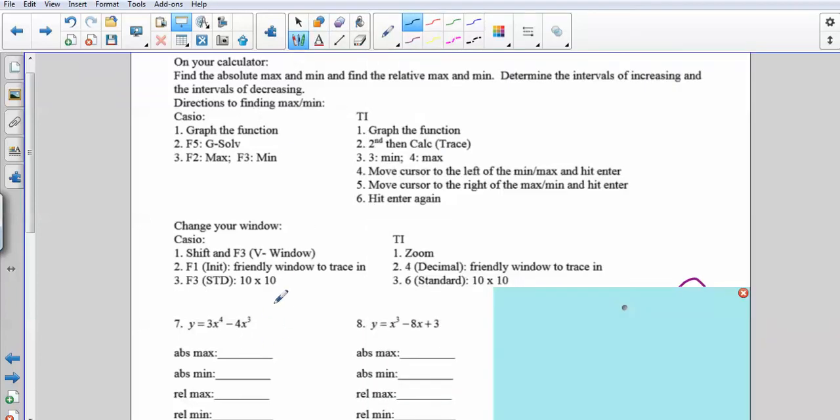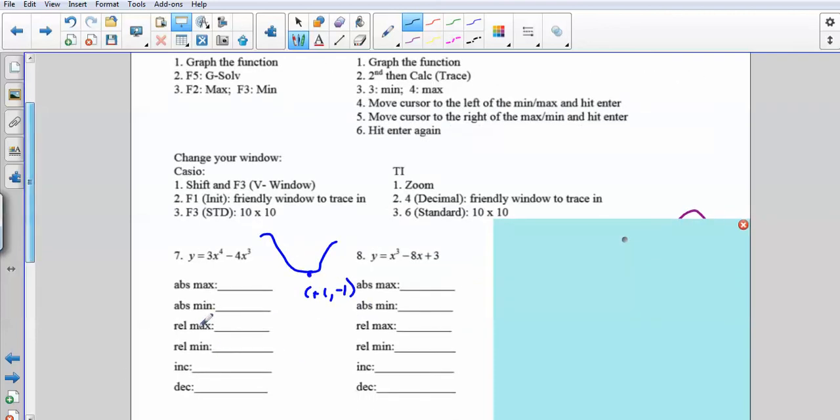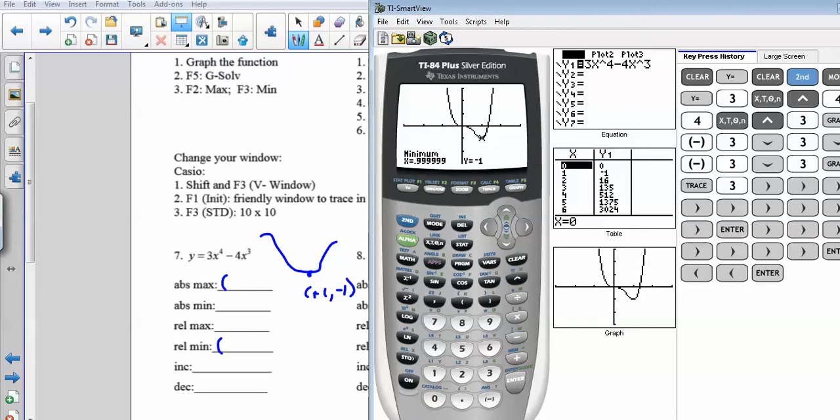So in my graph, I had a minimum point at +1, -1. So that would be a relative minimum. Actually, that would be an absolute minimum. I have to look at my graph again. Yep, it's an absolute minimum. Absolute minimums are also relative minimums, but we just don't waste the time to rewrite them.